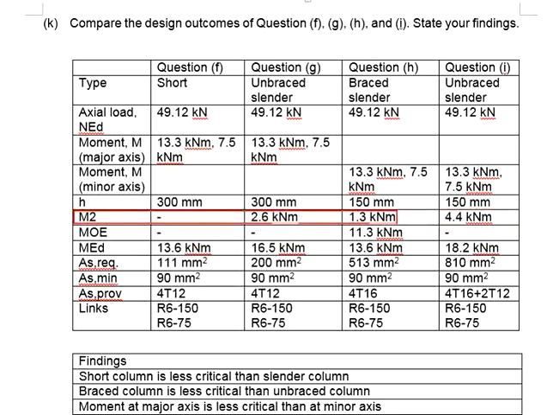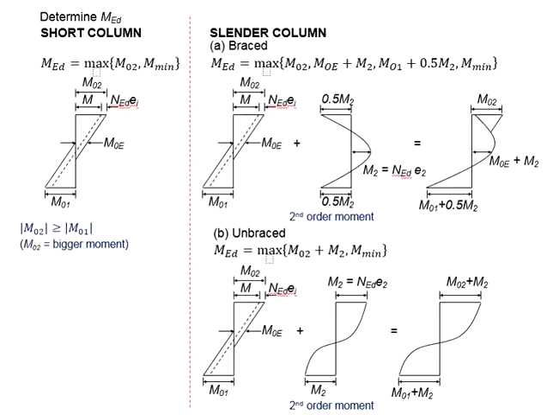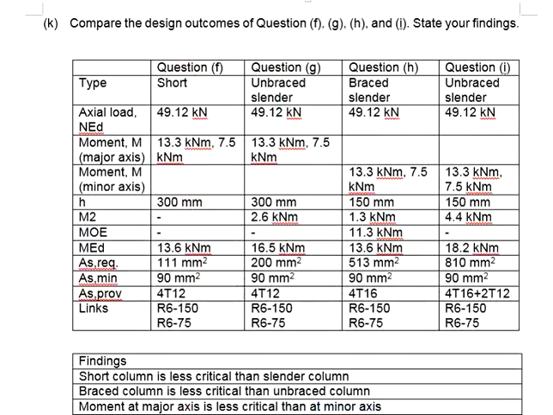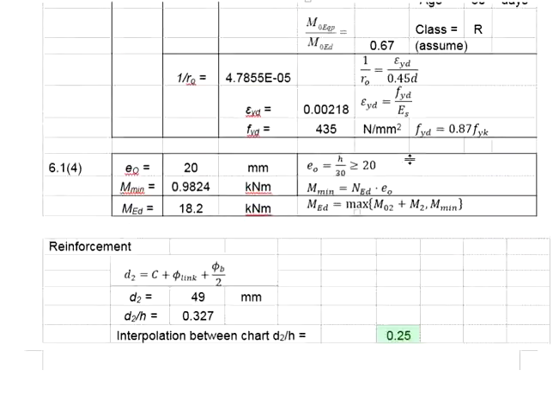Another important observation regarding this M2 is that it is actually the second order moment. There is no second order moment for the short column, but you will need the second order moment for the slender column. That's why when you deal with the slender members, there will be M2.